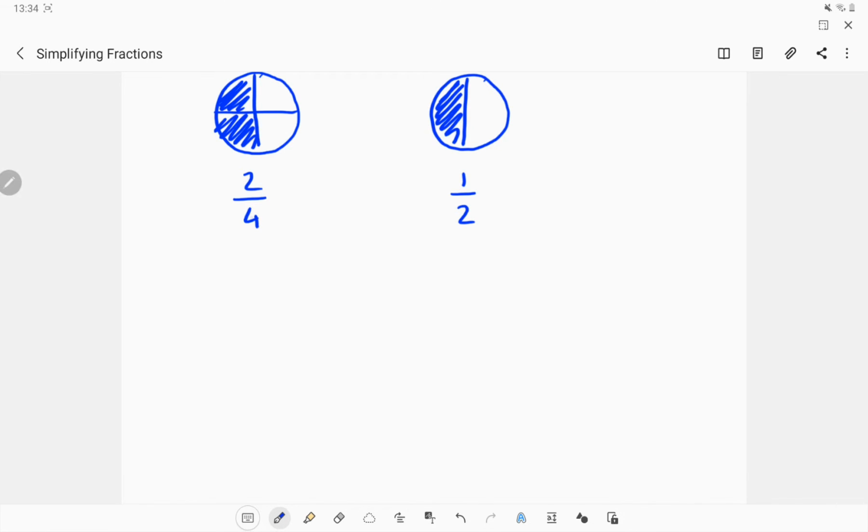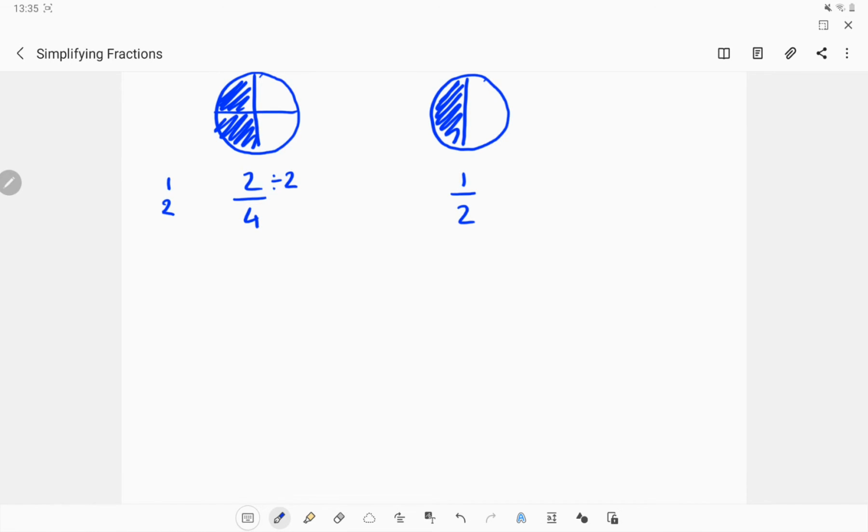So I want to have a quick look at this example with our 2 quarters and our half. Now what you might notice is both 2 and 4 are in the 1 times table. They're also in the 2 times table. There is no other times table that has both 2 and 4. And what this means is we can essentially divide the top and the bottom of our fraction by 2.